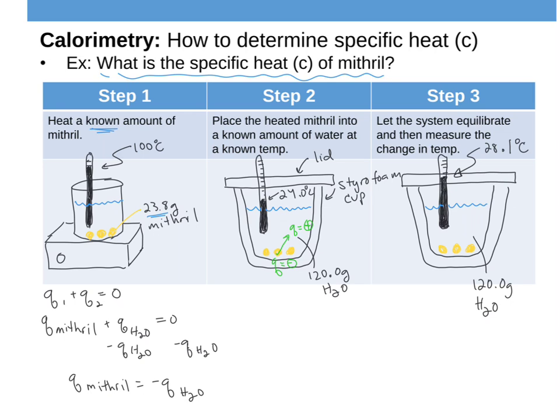Let me draw this right here. I'm going to have one for my mithril, where I'm going to have my mc delta T for my mithril, and I'm going to have an mc delta T for my water. And so those are what I'm going to use for my values of Q. So let me rewrite that over here, actually, just to kind of emphasize this, right? So mc delta T is going to equal the negative mc delta T, right, where this is for water, and this is for the mithril.